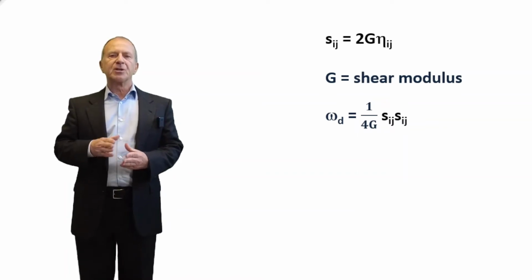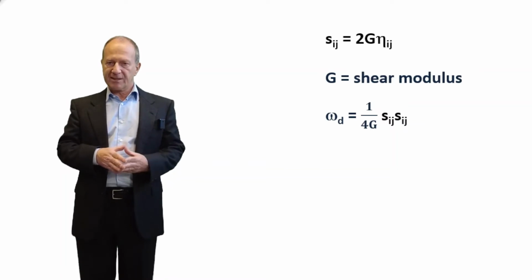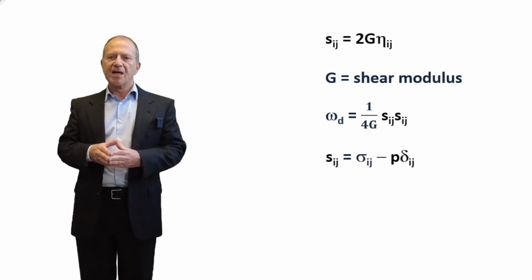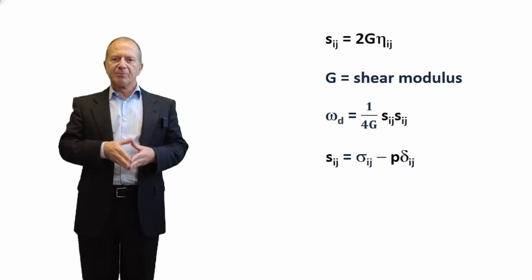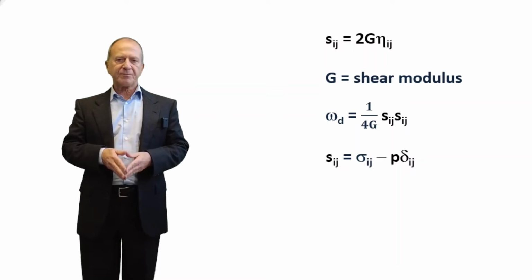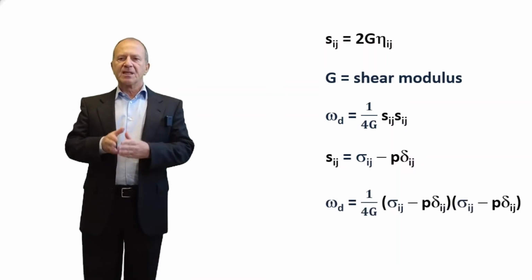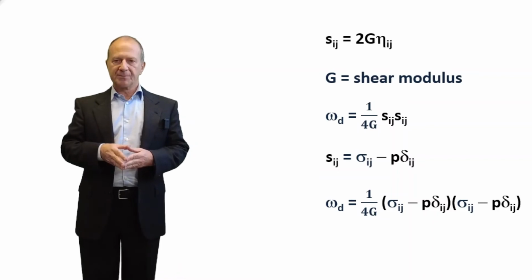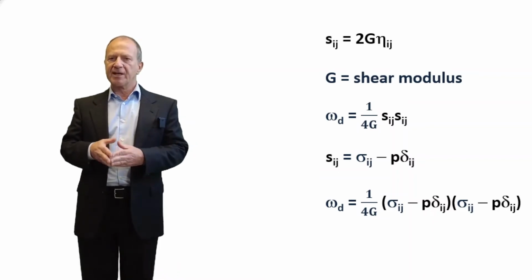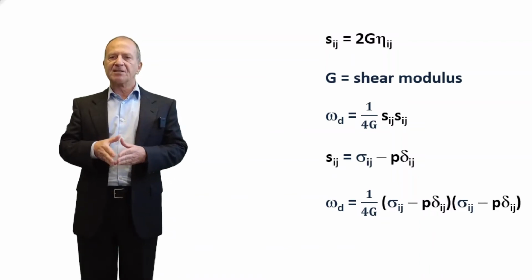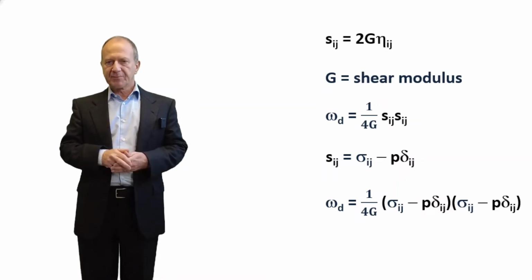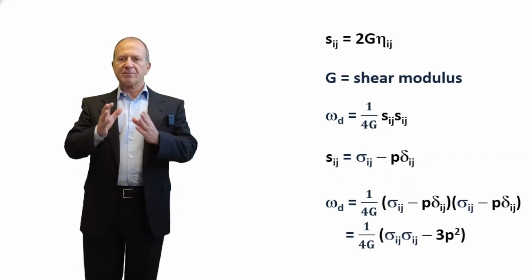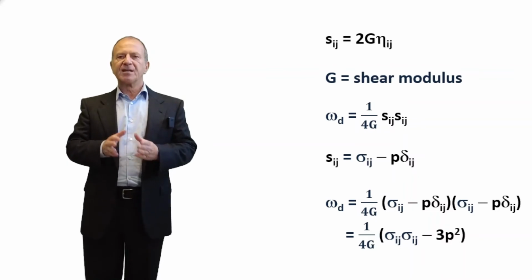But we want to get a condition in terms of total stresses rather than deviatoric stresses. So let's use the definition of deviatoric stress. Sij is equal to sigma ij minus P delta ij. And let's replace this expression in that of omega d. So we get omega d equal to (sigma ij minus P delta ij) times (sigma ij minus P delta ij) divided by 4G. Again, delta ij delta ij is 3. Sigma ij delta ij is the trace of the stress tensor, that is 3P. So if we expand the product in the expression of omega d, we get omega d equal to (sigma ij sigma ij minus 3 times P squared) divided by 4G.